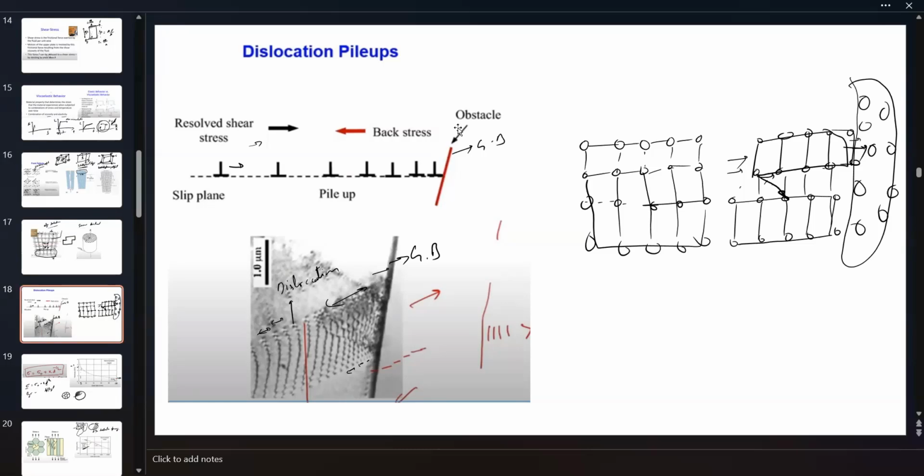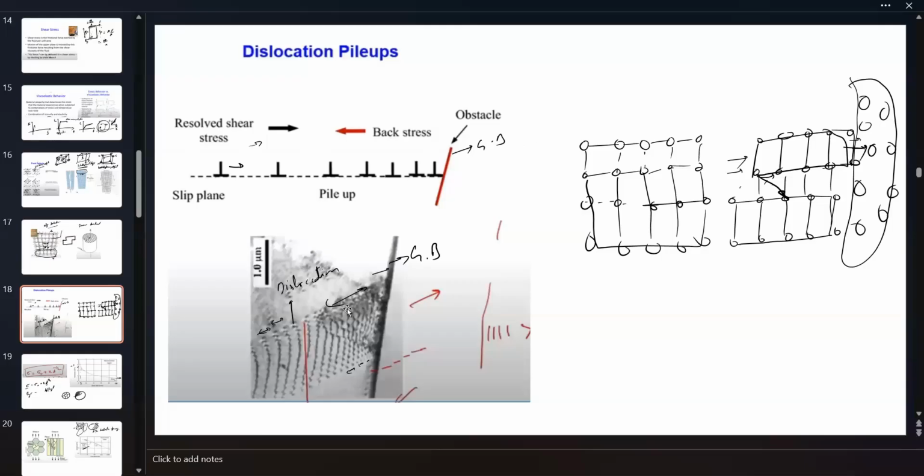Since the grain boundary is at a different angle than the slip plane, so the plane is vertical, the obstacle is at an angle. So what will happen is this dislocation wants to move across this grain boundary, but they are stopped at the grain boundary. So more and more dislocations come up and start piling up at the grain boundary. This causes some generation of back stress, and this is a reaction of a resolved shear stress.